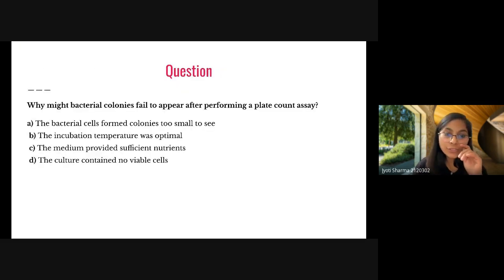Okay, the next question is about the plate counting assay. The question is, why might bacterial colonies fail to appear after performing a plate count assay? The options are: bacterial cells formed colonies too small to see, the incubation temperature was optimal, the medium provided sufficient nutrients, and the culture contained no viable cells.